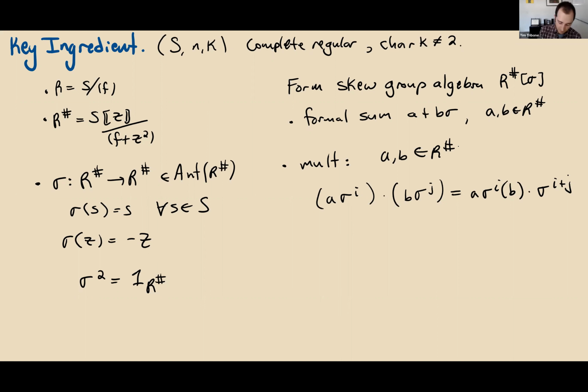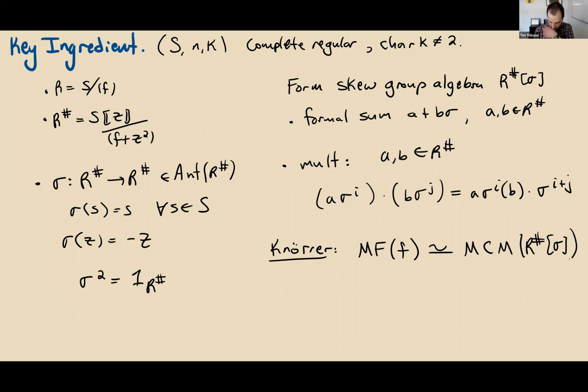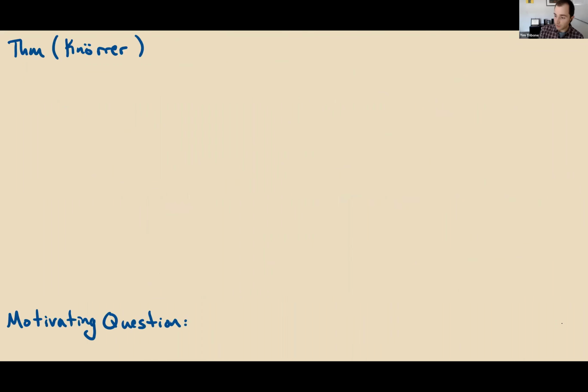So what does this have to do with matrix factorizations? Well, what Knörrer proves is that the category of matrix factorizations is equivalent to the category of MCM modules over this R sharp sigma. So the category of matrix factorizations is equivalent to the category of MCM modules over this non-commutative ring, the skew group algebra.